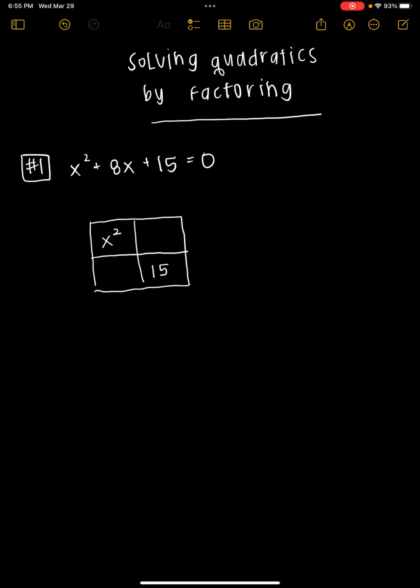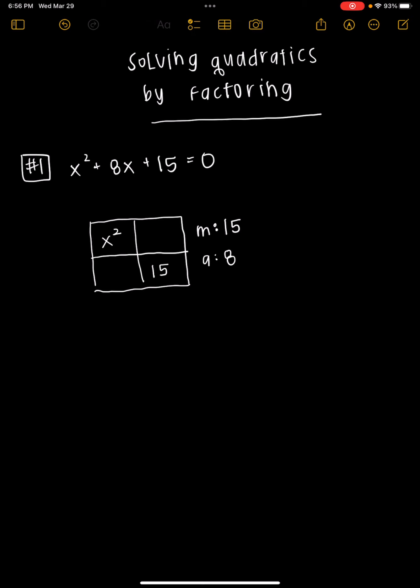Now, the goal with factoring is to find something that multiplies to be the very last number, so in this case, multiplies to be 15, and then adds to be the middle number, so in this case, adds to be 8. When I say find something, I mean find 2 numbers. We have to find 2 numbers that multiply to be 15 and add to be 8. The easiest way to do this is to come up with the factors of 15, or the number that we have to multiply by.